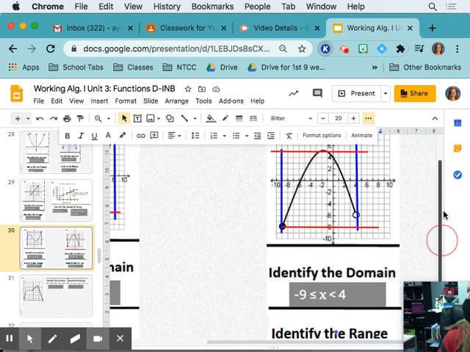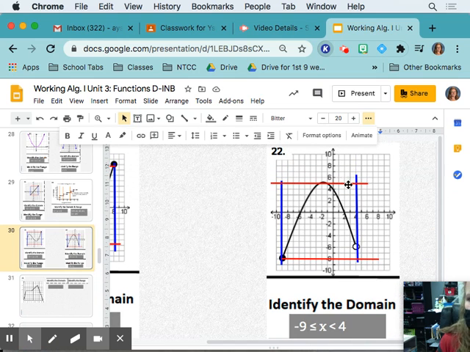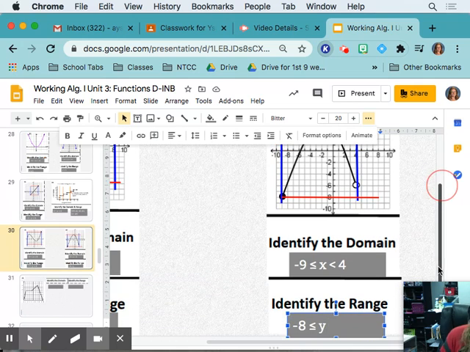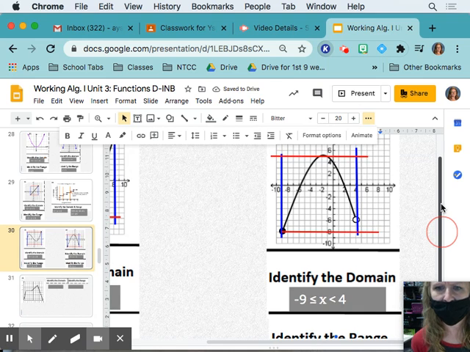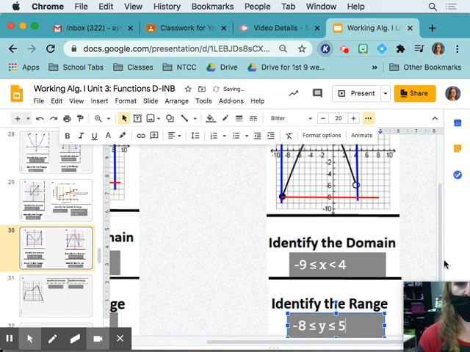And then how far up does it go? Positive 5. Is it included on +5? Yes, it touches. It's not open there. It just kind of goes through it. So it would be or equal to. How far did it go up? 5. Okay. There we go.